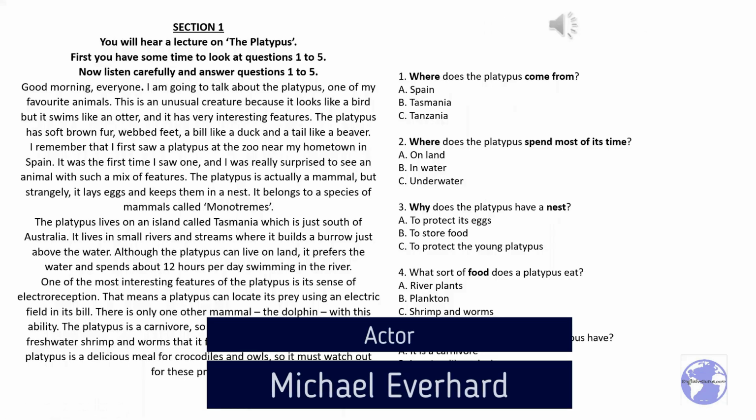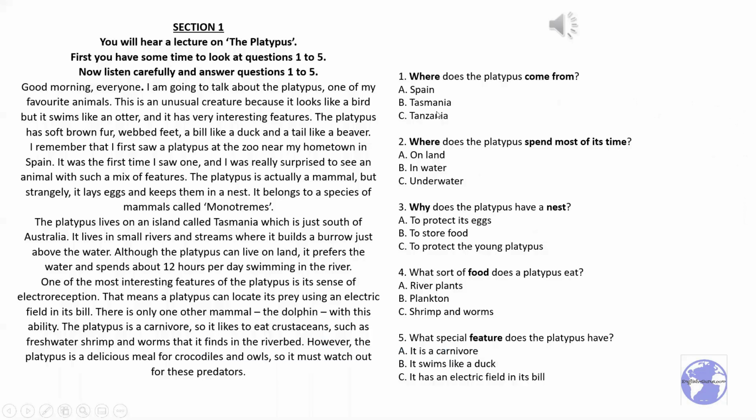Listening. Section 1. You will hear a lecture on the platypus. First, you have some time to look at questions 1 to 5. Now listen carefully and answer questions 1 to 5.